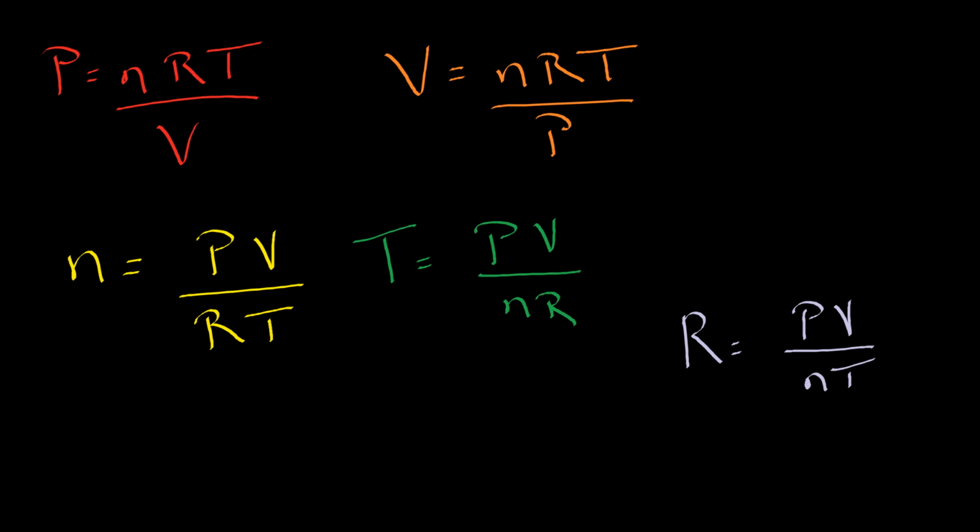I've learned from long and difficult experience that I shouldn't give you problems like that dirigible problem on a test. Homework, it's fair game. Test, not so much. But these are the different ways you can rearrange. P equals nRT over V, V equals nRT over P, n equals PV over RT, T equals PV over nR. You could also rearrange for R equals PV over nT.